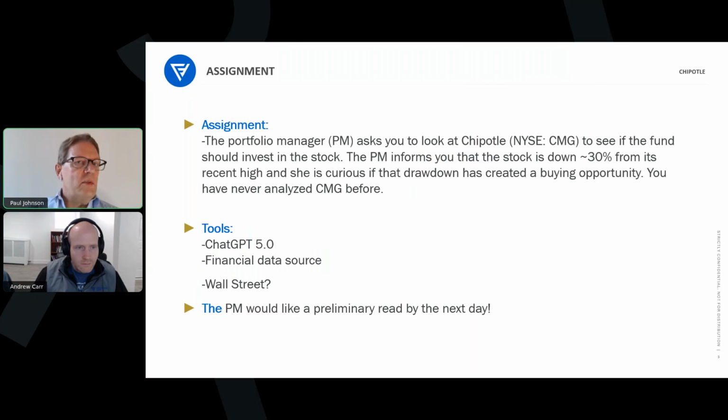Down 30 is interesting, and she's just curious if that drawdown has created a buying opportunity. And this is a standard exercise. She might send you an email, she might drop by your office, she might toss a research report on your desk and say, hey, take a look at this. And in this scenario, I'm going to assume you've never analyzed Chipotle before, and so you're coming at it fresh.